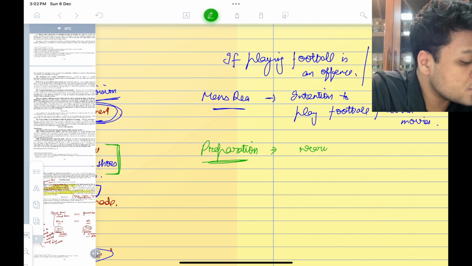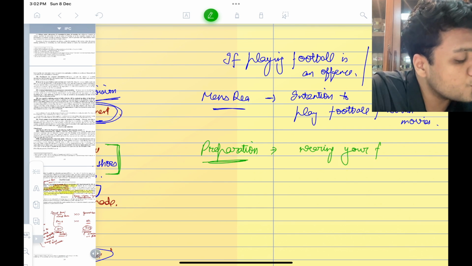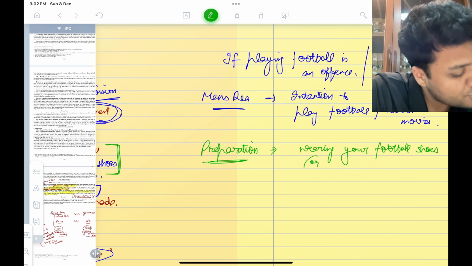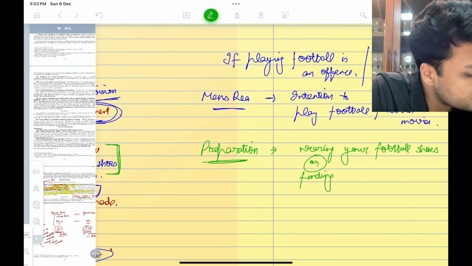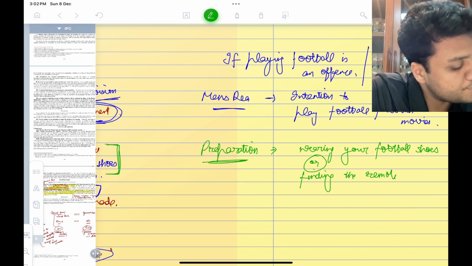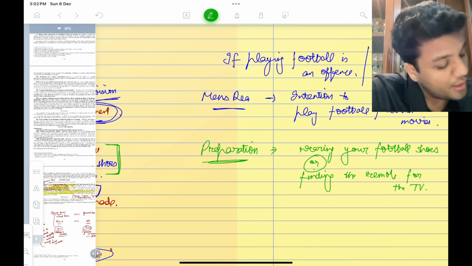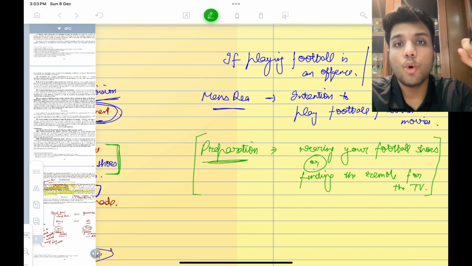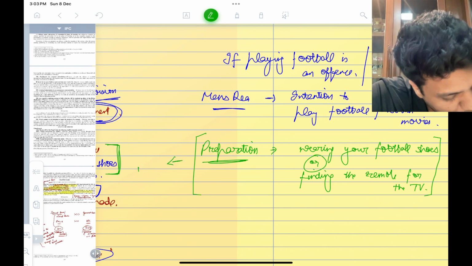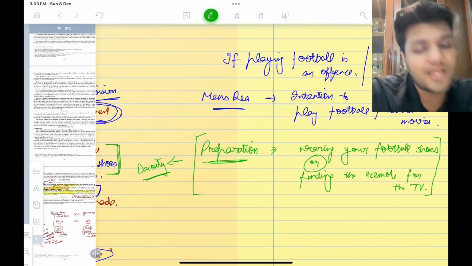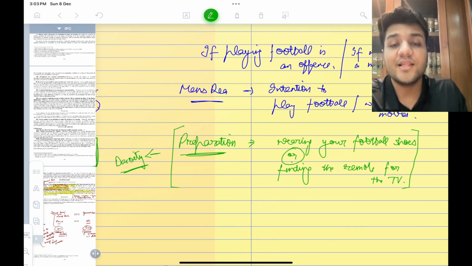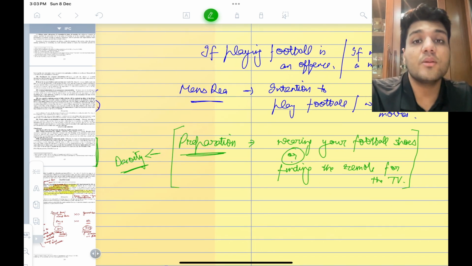wearing your football shoes. They're called studs. Wearing your football shoes, right? Or in the case of a movie, finding the remote for the TV, something like that. Now these things are preparation, and preparation usually is not made culpable. Only in certain cases such as dacoity is preparation made culpable, and in some other class we'll also discuss why preparation for committing dacoity has been made punishable under the IPC. But generally the general principle of law is that when it's preparation, it will not be culpable, and therefore you cannot be held liable even under section 511.